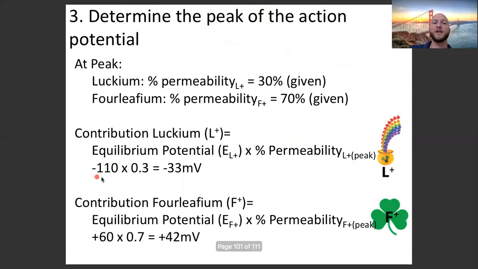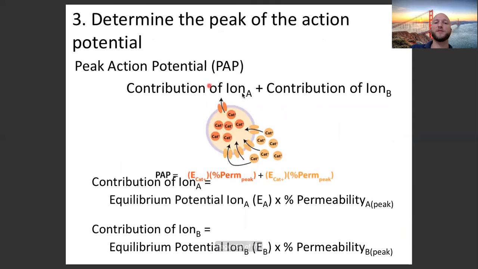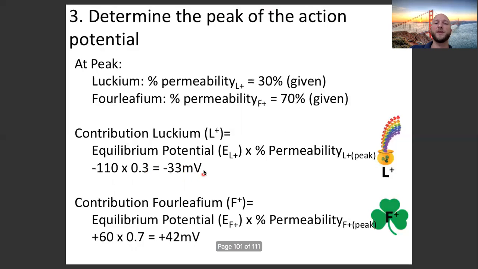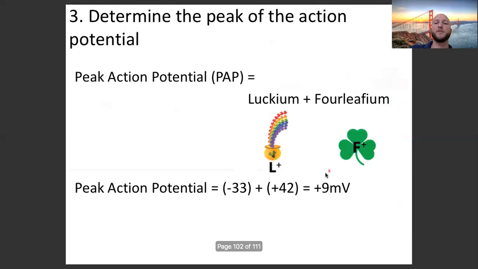So we've got negative 110 for lithium. We're given a different permeability because it's the peak permeability, 30%. So negative 110 times 0.3, negative 33 millivolts for lithium. For the other ion, same process, just a different permeability now. So positive 60 times 0.7 is 42. Now, contribution of A plus contribution of B, so negative 33 plus 42, positive 9. So the peak action potential for this hypothetical cell is positive 9.